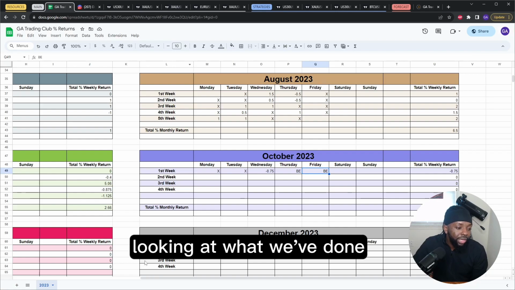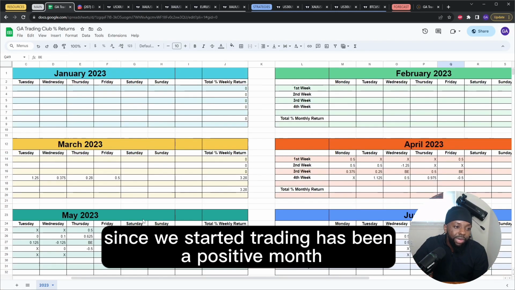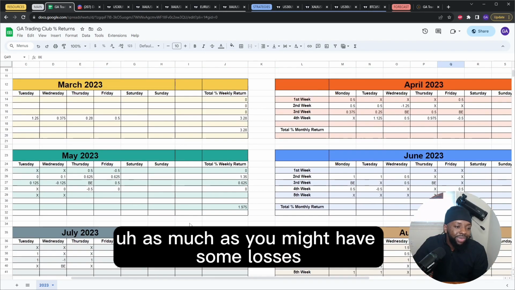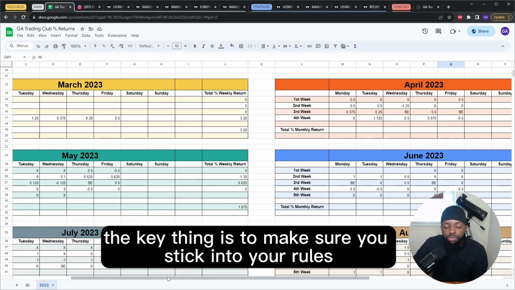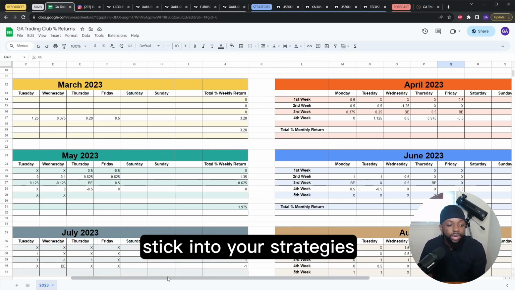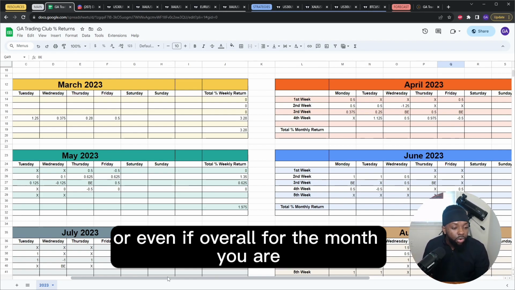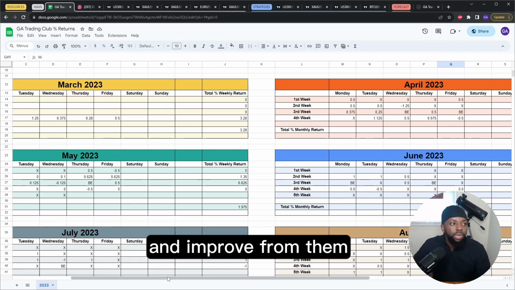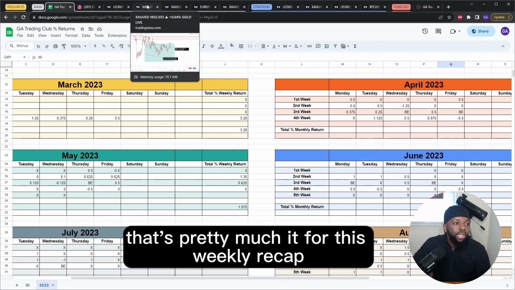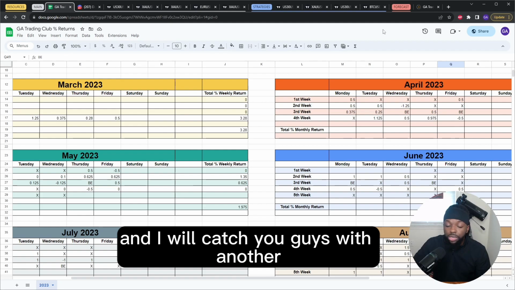But ideally, looking at what we've done, every month since we started trading has been a positive month, so that's what matters. As much as you might have some losses here and there, the key thing is to make sure you're sticking to your rules and strategies, and every month you're at least at break even, or even if overall for the month you've taken some losses, you make sure that you're learning from them and improving from them.